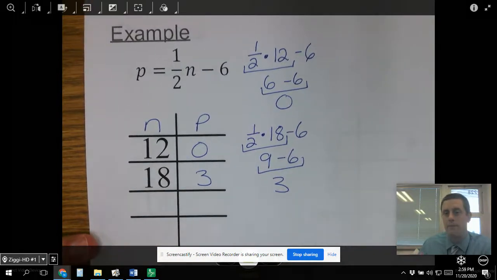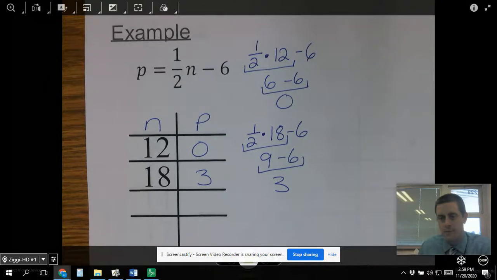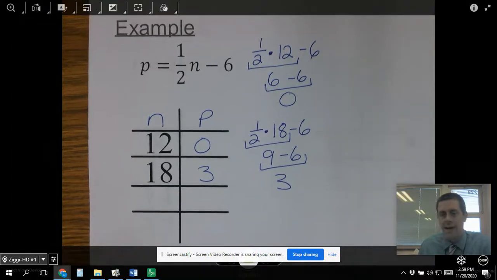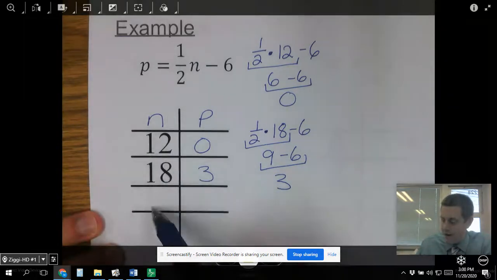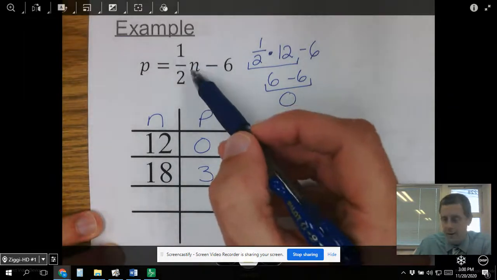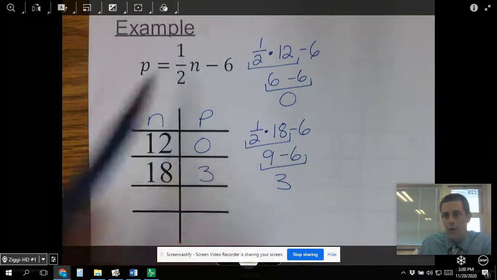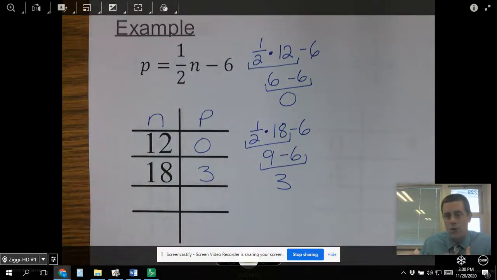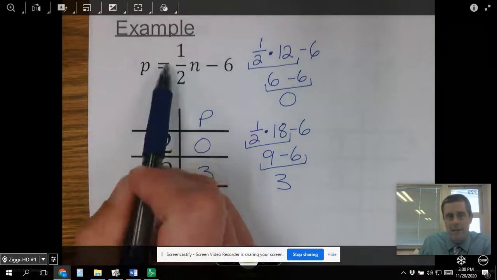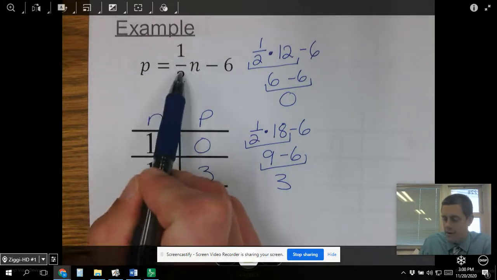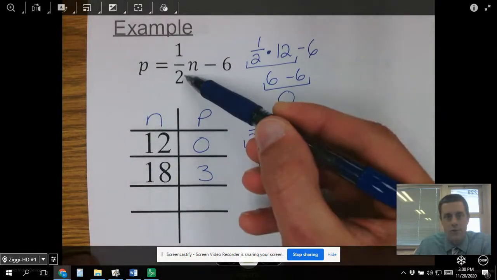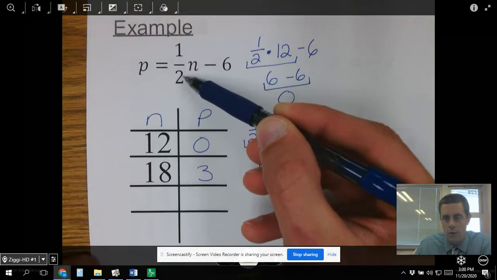Sometimes you'll be given a blank table to complete with your function. In that case, you get to choose any input values you want. Be strategic about it, though. Any value that I plug into n is going to be multiplied by 1/2, so you want to choose a value that is easy to work with. Anytime the coefficient on an independent variable is a fraction, I recommend you choose multiples of the denominator. That way you will always end with a whole number.